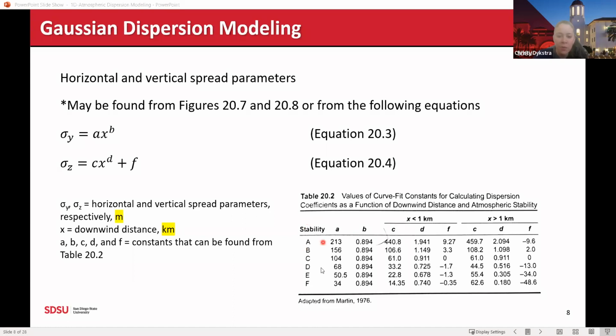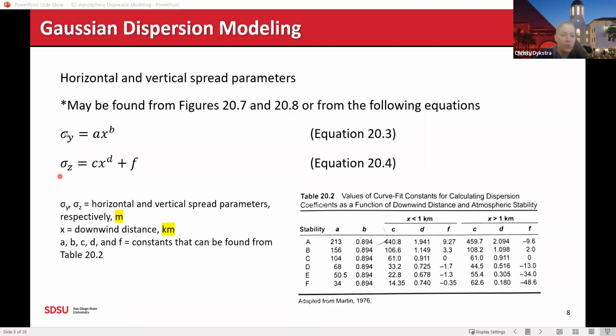Now, the other thing they depend upon is the stability class A through F. We're going to talk about that in a minute. That just indicates how stable your air is, so how much mixing will go on. And we'll talk about that in a minute.